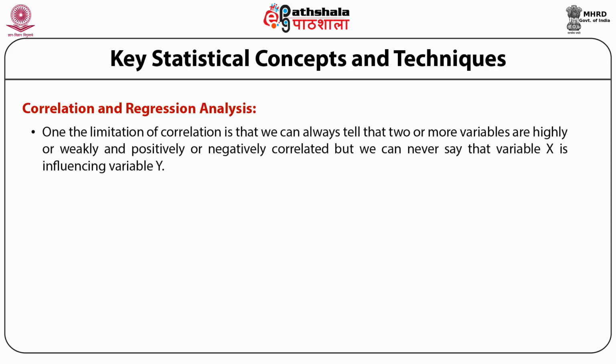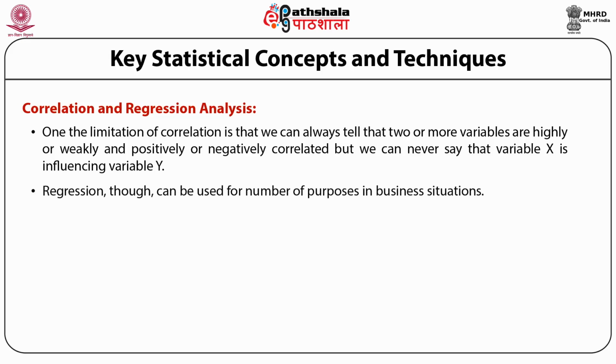One of the limitations of correlation is that we can always tell that two or more variables are highly or weakly and positively or negatively correlated, but we can never say that variable X is influencing variable Y. For this purpose, we have another concept in statistics called regression, in which we can find out the impact of variable X on variable Y.